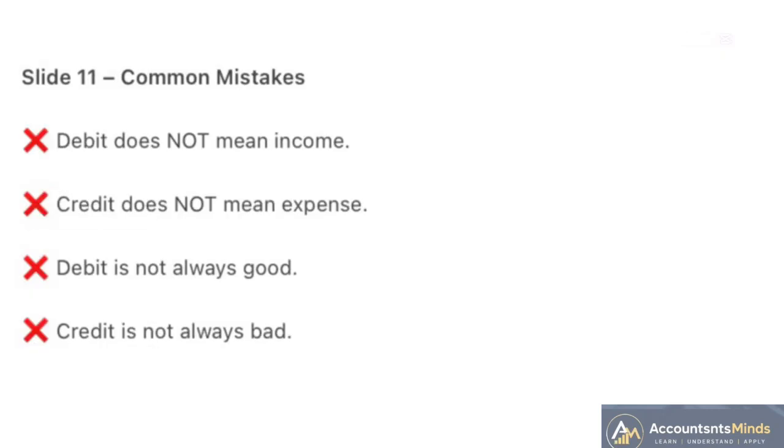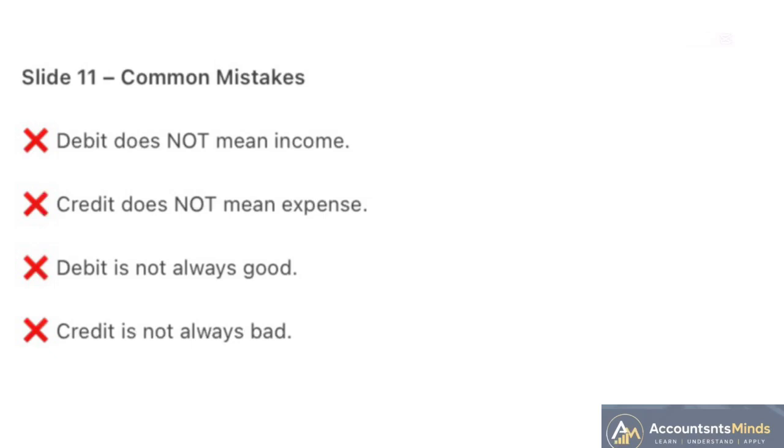Before we finish, let's look at some common mistakes many students make. Some think debit means income. That is incorrect. Some students think credit means expense. This is also incorrect. Always remember, debit and credit are simply the left and right sides of the account. Always identify the account type first, then decide whether to debit or credit.